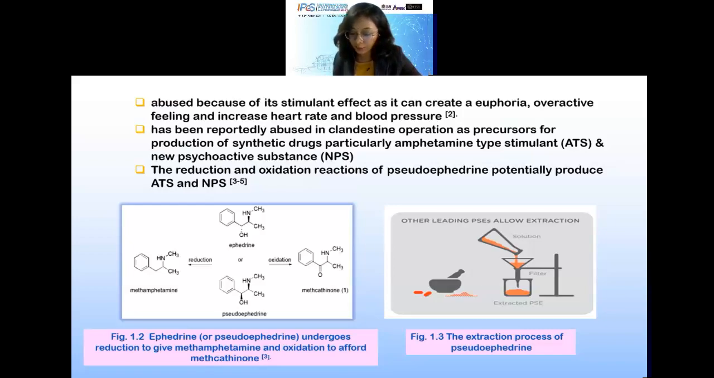Figure 1.3 shows the isolation process of pseudoephedrine from the cold medication tablet. The most common methods used to extract the pseudoephedrine from the tablet are acid-base and direct extraction techniques, and the chosen method will depend on the type of active and inactive ingredients that are also present in the tablet.